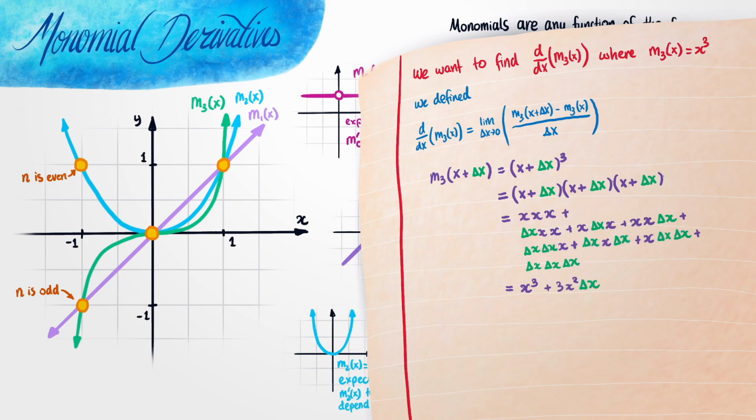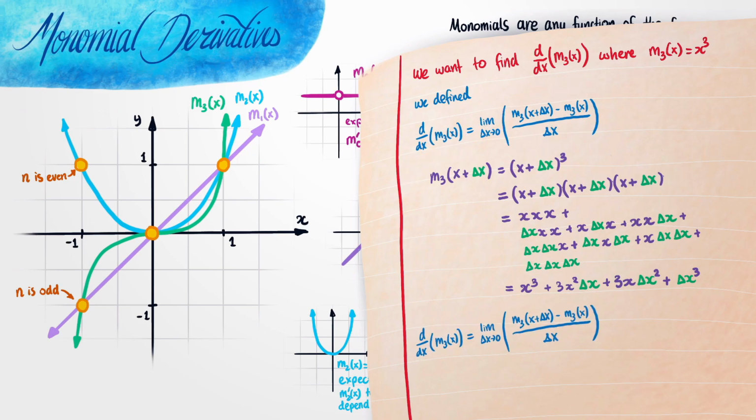Now continuing down the list, I hope you notice that all 3 of these are just repeated as well. Since we have 1 x and 2 changes in x, this is the same thing as x change in x squared, and since there are 3 of them, we have 3x change in x squared. And finally, this last term over here is just change in x times change in x times change in x, which is the same thing as change in x cubed. So now that we know what m3 of x plus change in x is, we're ready to substitute everything into this and simplify it.